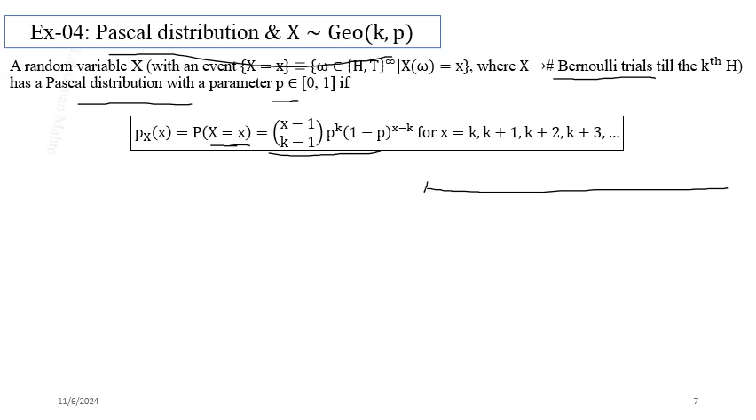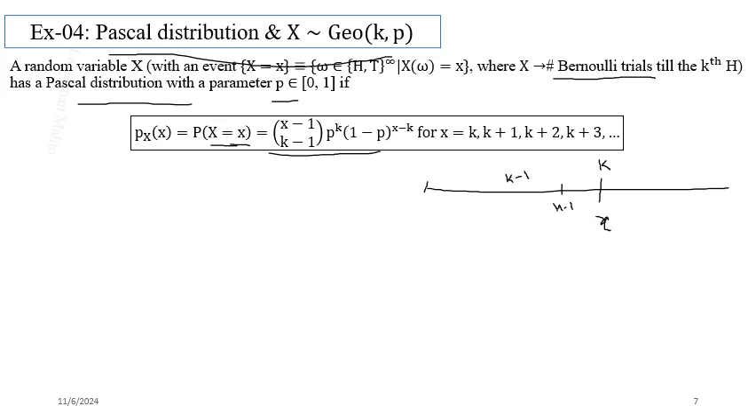Okay. So, you are saying that you are performing x number of trials and you got k successes. At the x-th trial, you got the k-th success. That means in the first x minus 1 trials, how many successes did you get? K minus 1 successes. So this one has a binomial distribution.